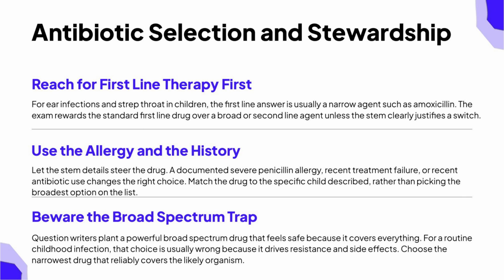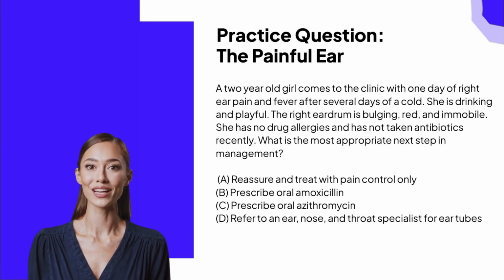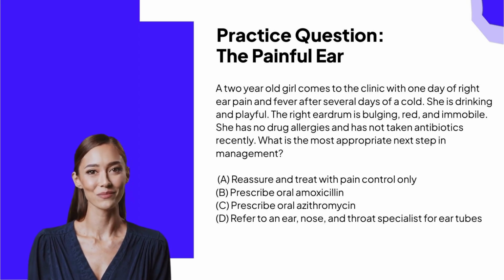For a routine childhood infection, that choice is usually wrong because it drives resistance and side effects. Choose the narrowest drug that reliably covers the likely organism. Let us work through our first practice question, and this one tests the painful ear.